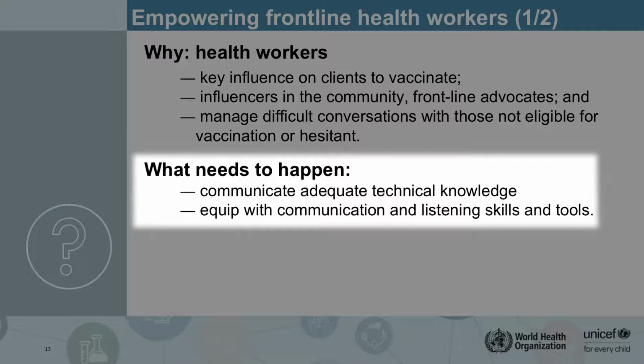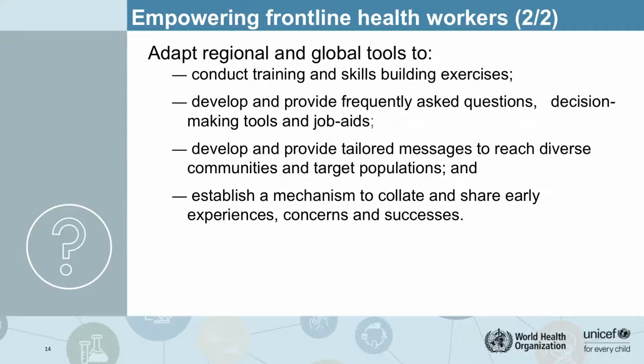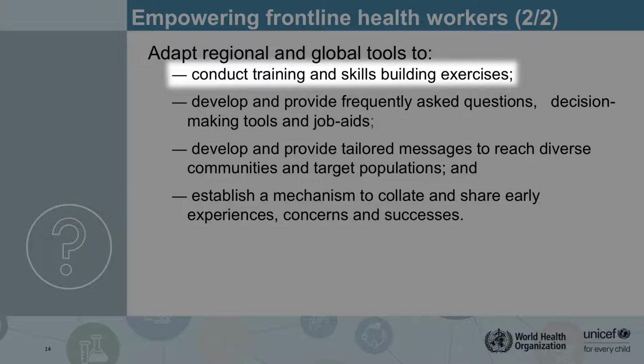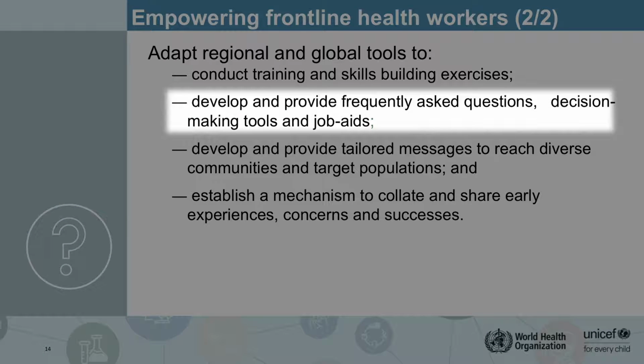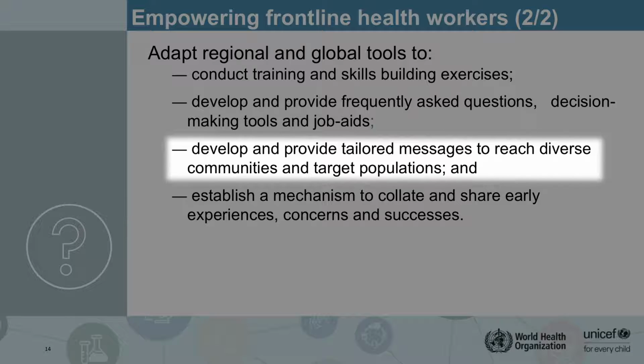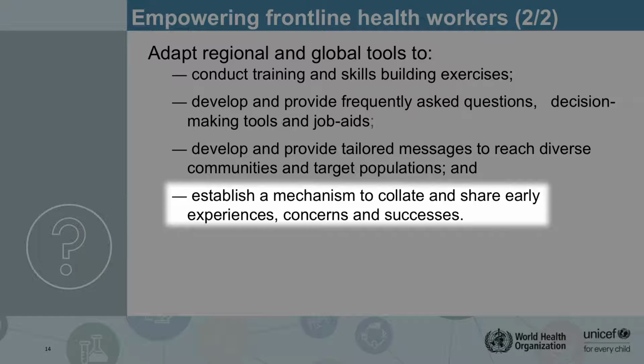Communicate adequate technical knowledge about the vaccine, address their concerns and questions, for example, about the new technology or platform for the vaccine, equip them with communication and listening skills and tools to deal with the vaccination rollout process, misinformation, and hesitancy. How? Conduct training and skill-building exercises, develop and provide FAQs, decision-making tools, and job aids, develop and provide tailored messages to reach diverse communities and target population, and establish a mechanism to collate and share early experiences, concerns, and successes.